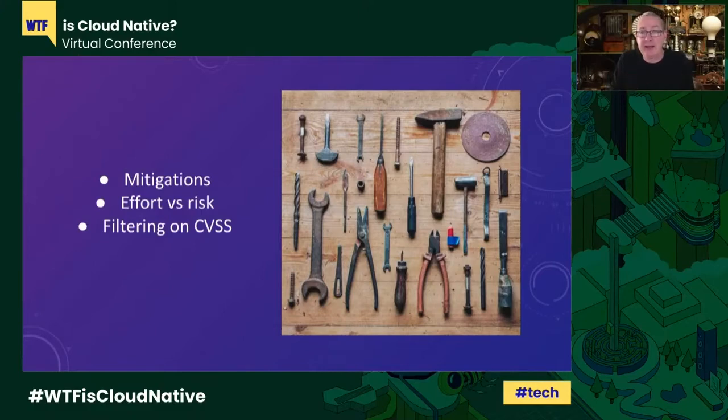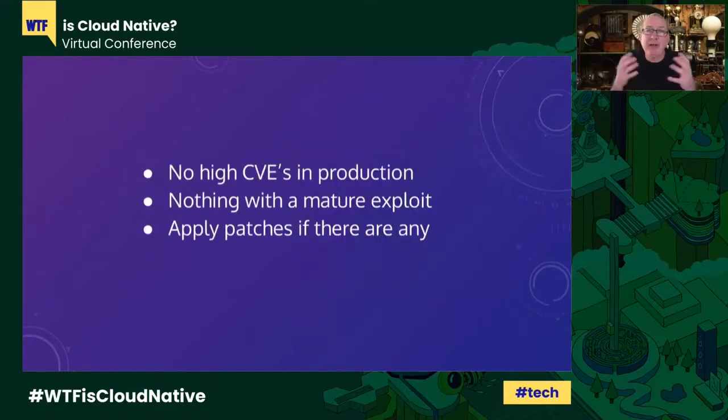And again, here, this is where your tools can help. You can usually build filter pipelines based on those CVSS scores, which, as I showed a couple of slides ago, provide a lot of information about vulnerabilities in a machine-readable format. So I can build filters using that CVSS scoring. But a reasonable strategy might be something like this: no high CVEs in production, nothing with a mature exploit, and apply all the patches which exist. And if you followed this, it would likely drastically reduce your overall vulnerability count in most cases.